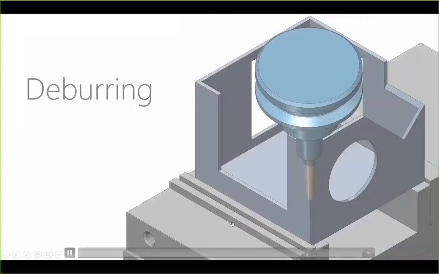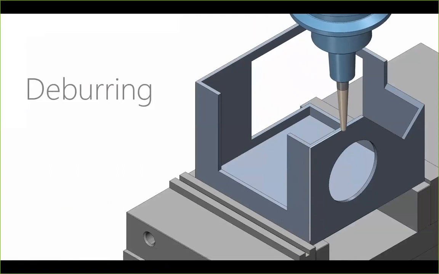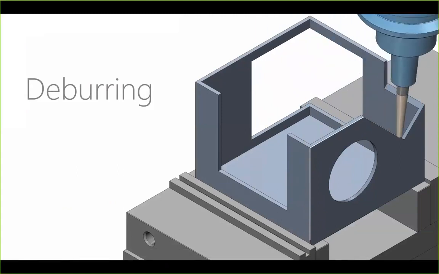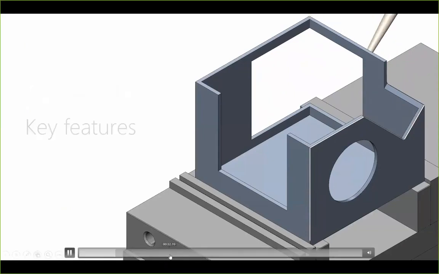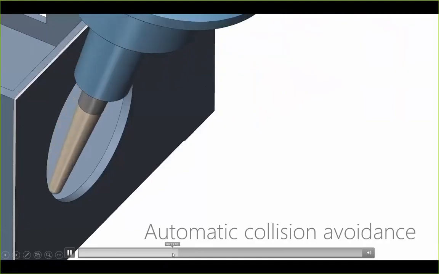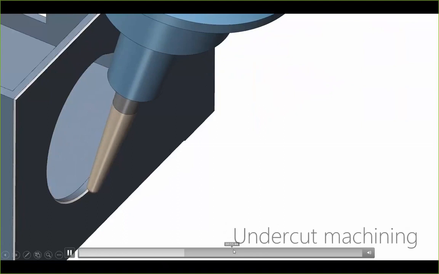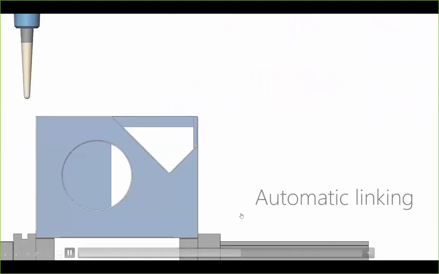So here is an example. The deburring will go on the geometry. It can be, as I said, 3-axis or 4-5-axis. Here we see a 5-axis deburring of some outer geometry, and here of some inner geometry.